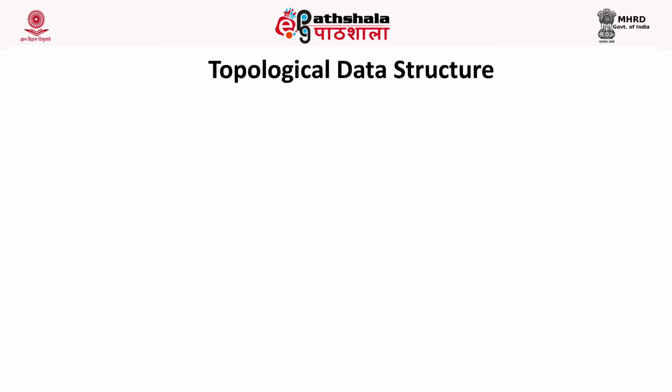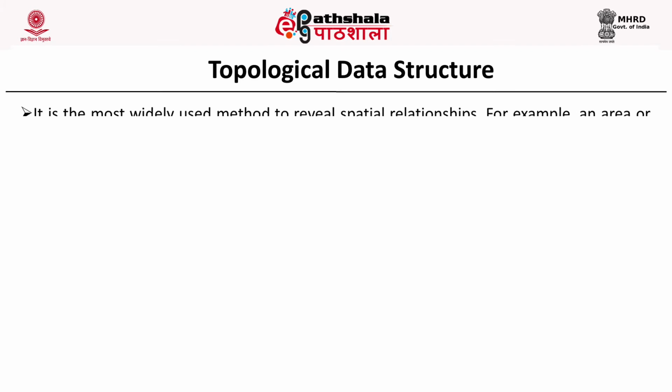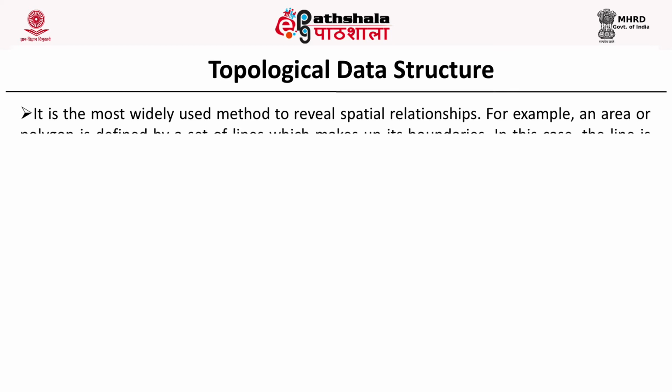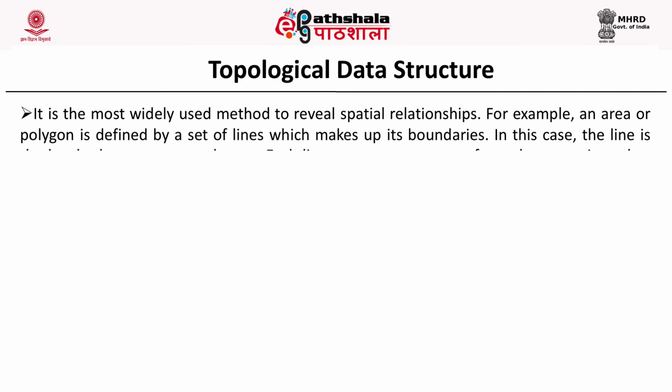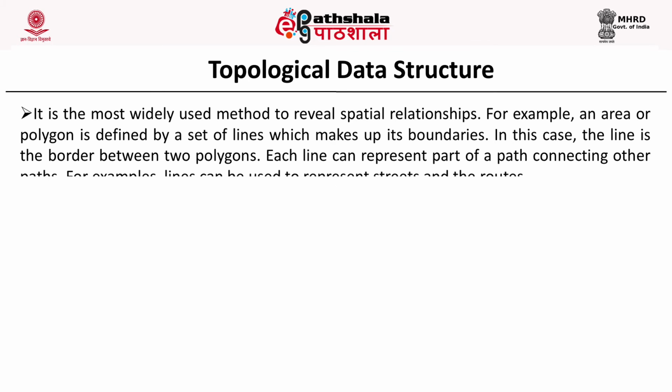Okay, so now coming to the next data structure, that is the topological data structure. It is the most widely used method to reveal spatial relationships. For example, an area or a polygon is defined by a set of lines which makes up its boundaries. In this case, the line is the border between two polygons.